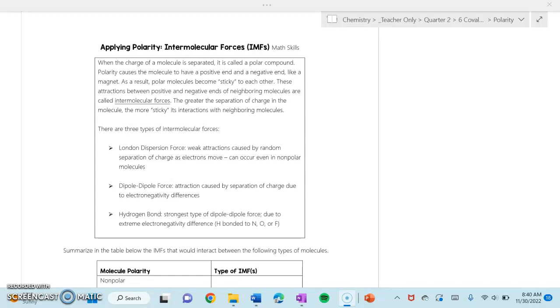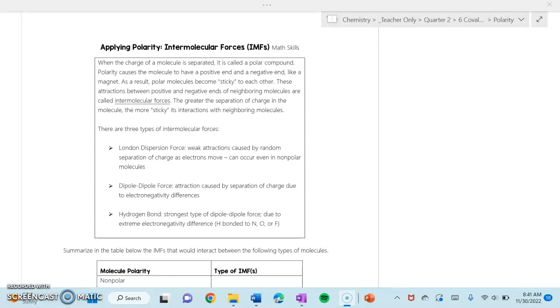Our third type is called a hydrogen bond, and this is the strongest type of intermolecular force. It's a special kind of dipole-dipole force, so it is going to be caused by a polar molecule. However, this one is due to extreme electronegativity differences. So we have a very, very electronegative atom with one that's not so much. So hydrogen is our one that's not so much.